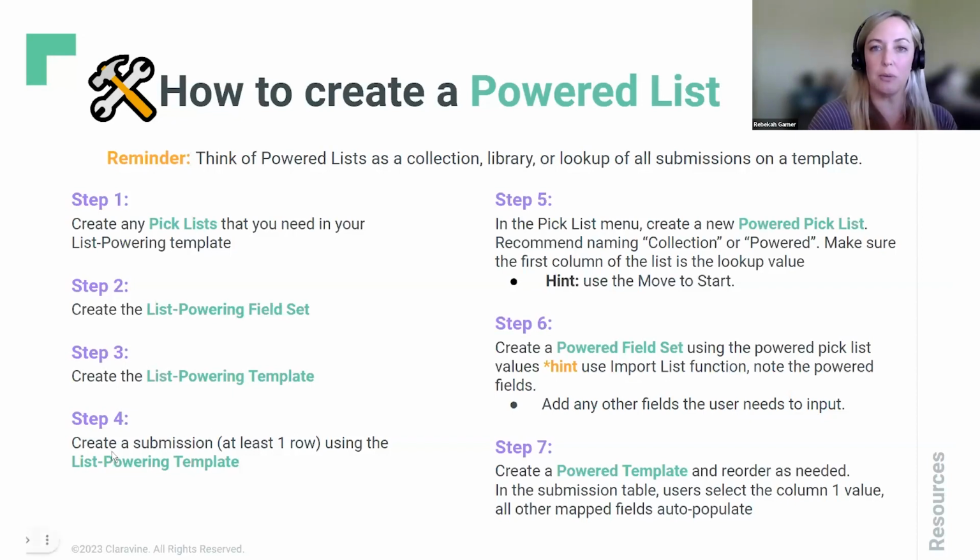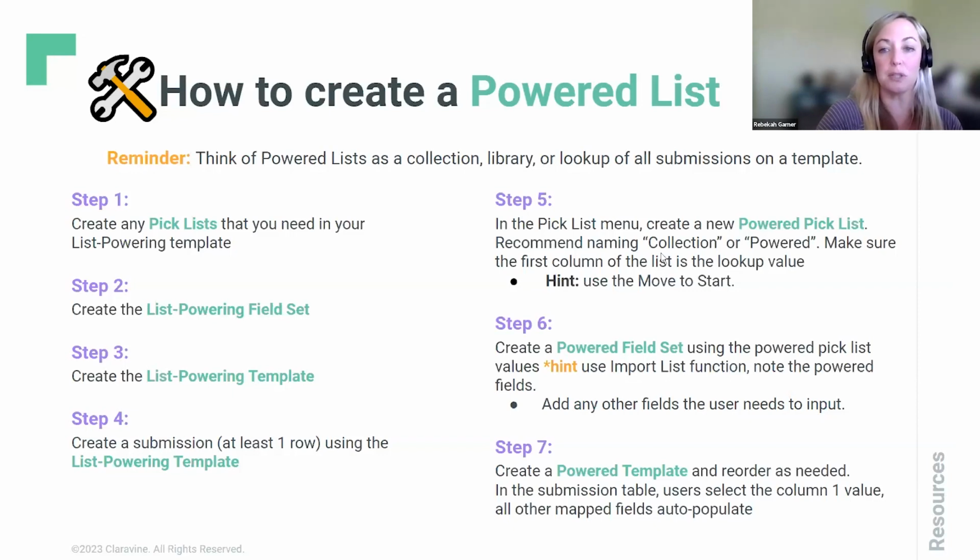One of the most important things to know is you must create at least one row of submission data to power a list. So template 1, if it's already in existence, it probably has data, but if it's brand new, you have to create at least one row of data. Then you'll navigate to the pick list menu in the settings. You'll create a brand new list, choose which template to power it from. And I highly recommend calling the list something like collection or powered, something that rings true to you of like, this is coming from a submission collection of data, whatever feels best to you.